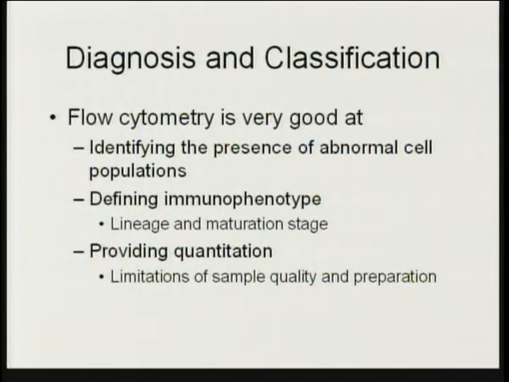So flow cytometry using this type of approach is very good for the diagnosis and the classification of a wide variety of different hematopoietic neoplasms. It's very good at identifying the presence of an abnormal population of cells, if it's present. It's very good at defining its immunophenotype, the lineage and the maturational stage, which then allows one to further classify the process. And it also is good at providing quantitation of the population. We can enumerate the number of those cells that are present over some denominator and estimate the degree of involvement.